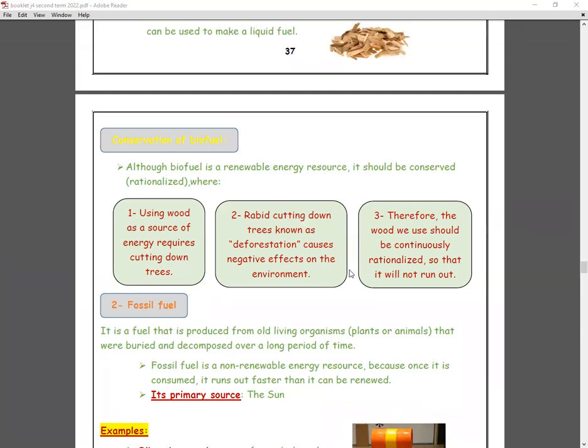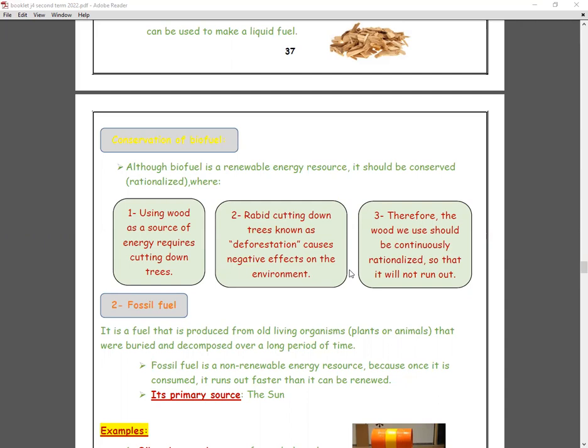using wood as a source of energy requires cutting down trees. For sure, we can't use the wood from the tree directly without cutting the tree. So at first we have to cut the tree to get the wood. Okay. After that, if the use of wood is increasing, the cutting of the trees will also increase. So we started to make rapid cutting down of trees. What's meant by rapid? Rapid means fast cutting down of the trees.